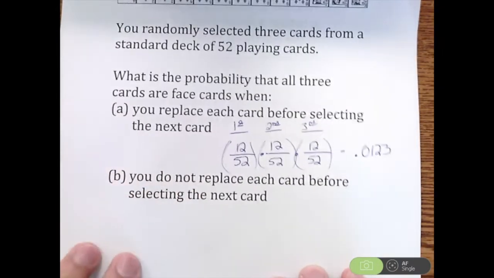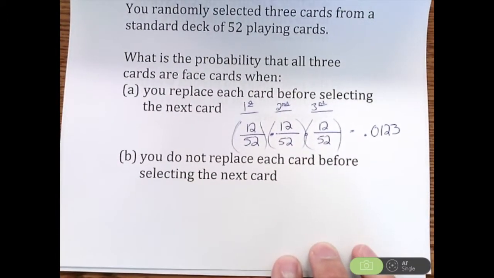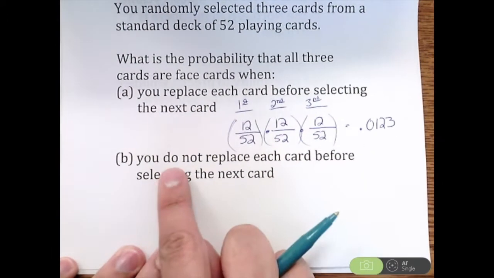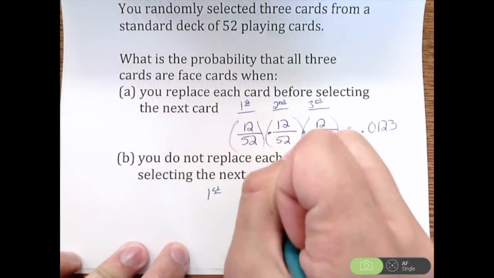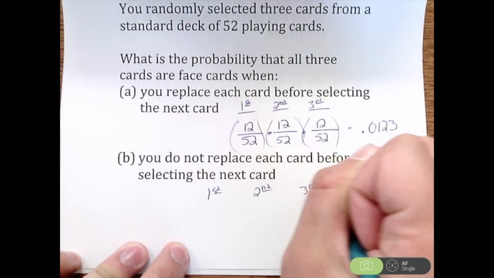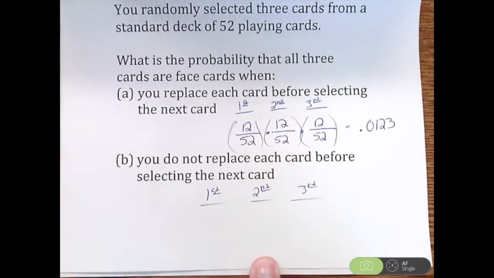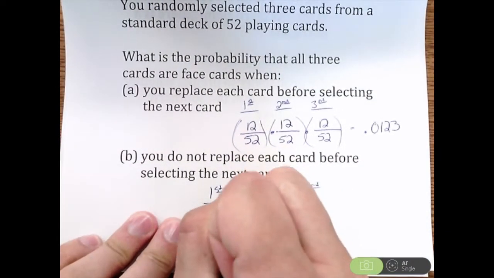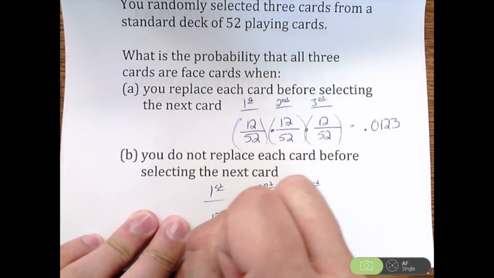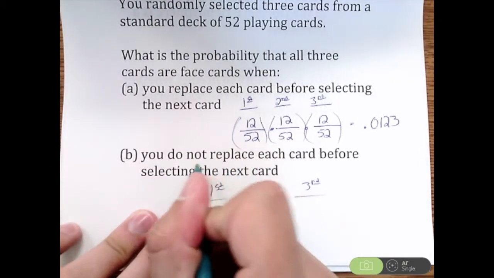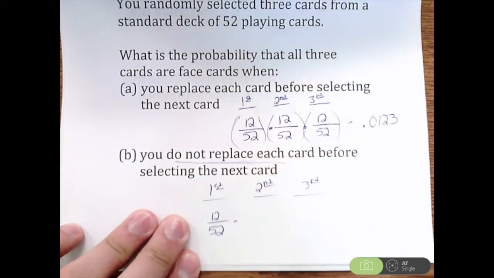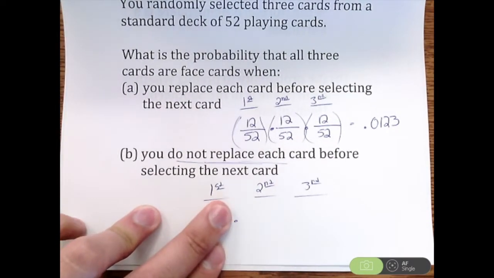0.0123. Now part B here, we're going to change things up. We are not going to replace each card before selecting the next one. So we're still looking at the first, second, and third card, and I am not replacing it. So let's start with, what's the probability that the first one's a face card? Well, there's 12 total face cards out of 52 total cards. But here's the deal, after I draw that first card, I am not going to replace it, meaning it's pulled out of the deck, it's now no longer available. So this first card was a face card that I pocketed.